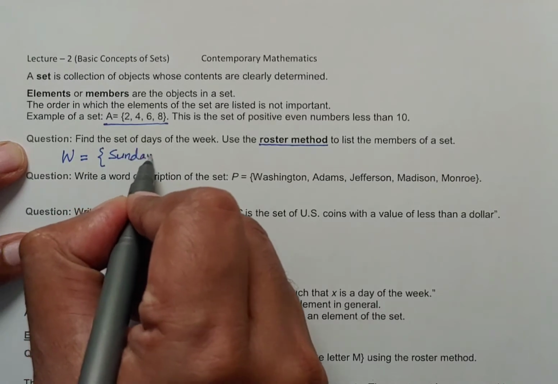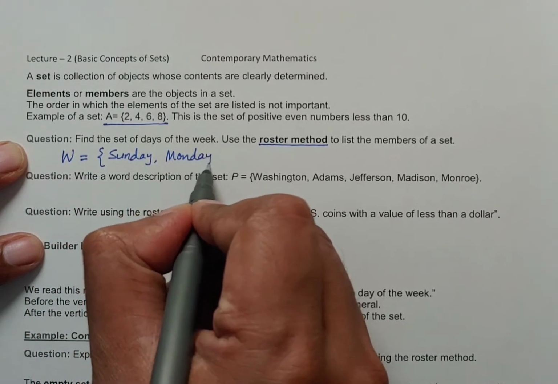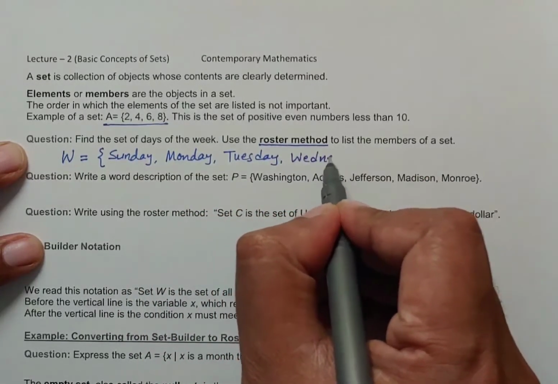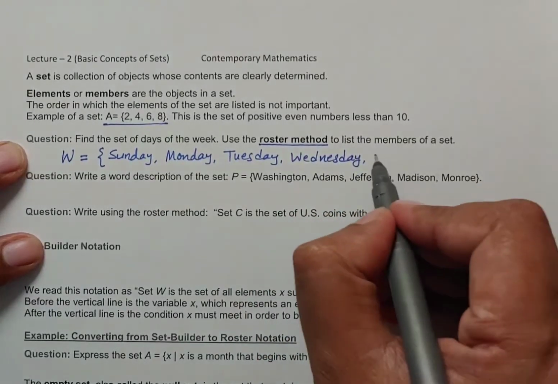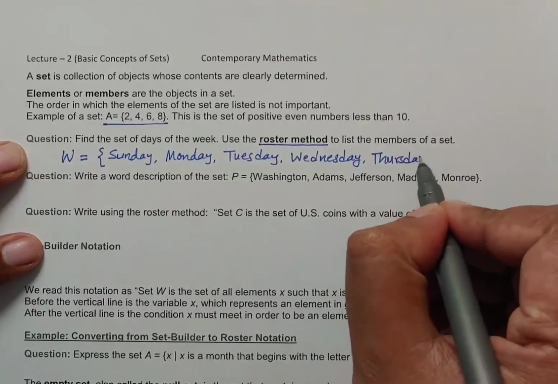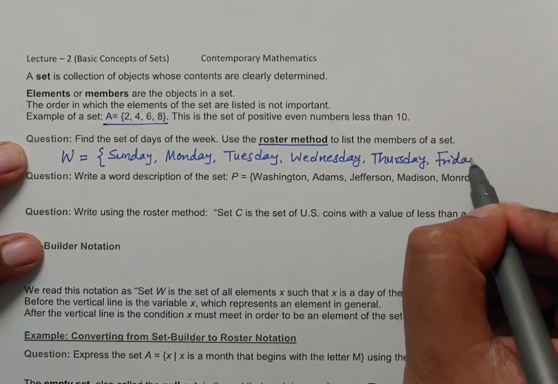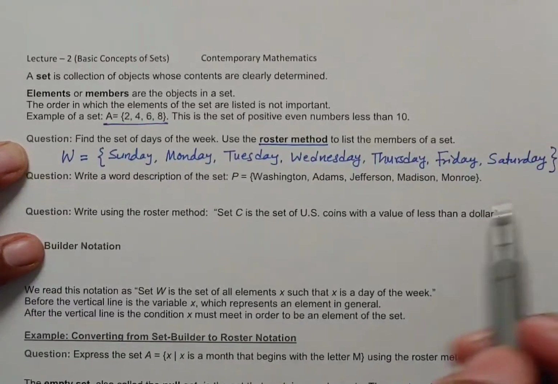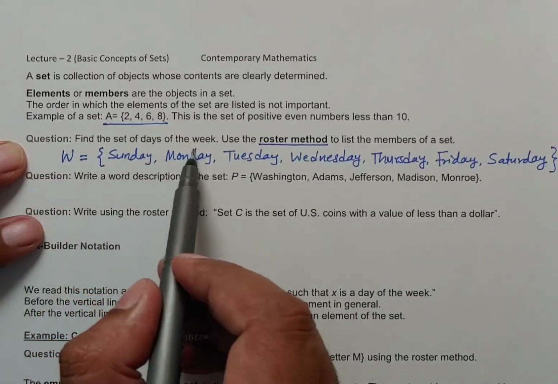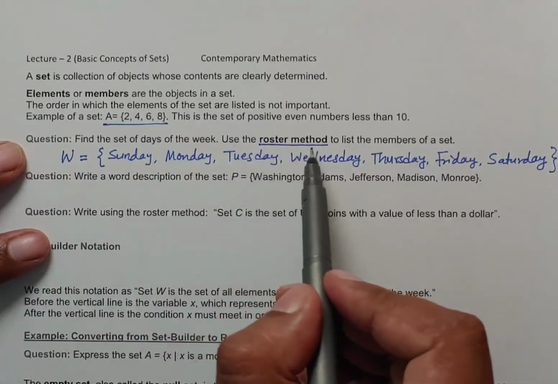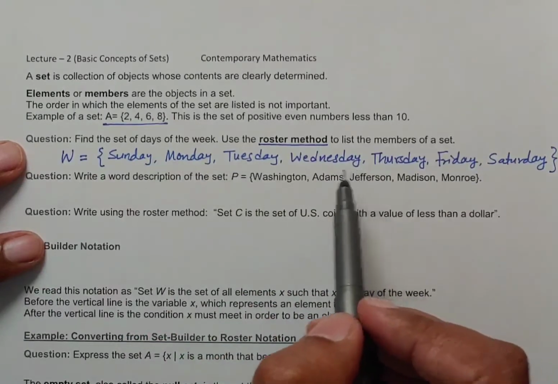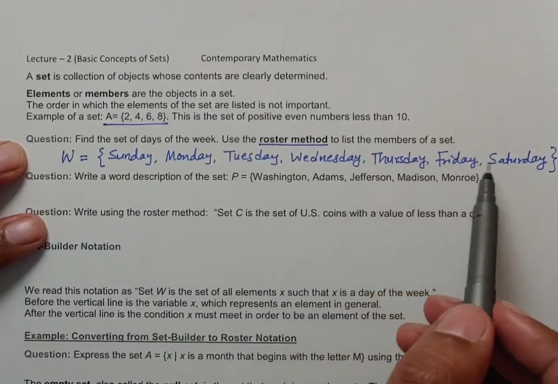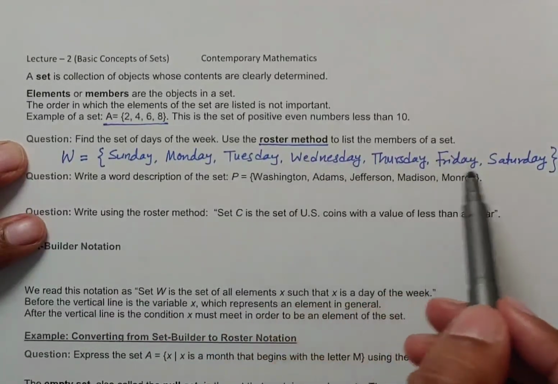So Sunday, Monday, Tuesday, Wednesday, Thursday, Friday, and Saturday. So this is the set of the 7 days of a week, and this is in roster method. This is in roster form. In the roster method, we write all the members, and we put a comma in between those objects.